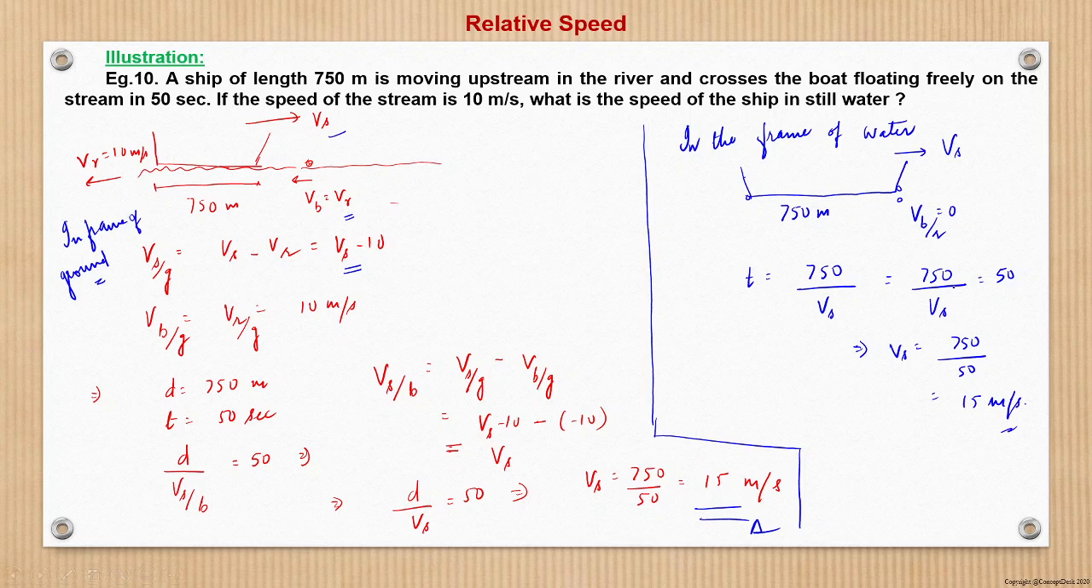So this is much easier to think. Now again I just repeat this point. What I'm trying to say, in the frame of water, even if water is moving, we assume the water to be stationary. So with respect to water, the speed of ship is given as vs, right? So to cross the boat, the ship needs to cover 750 meter at a relative speed of vs, right? And that becomes 750 upon vs, which is same as 50. So from here we can easily get 15 meter per second.